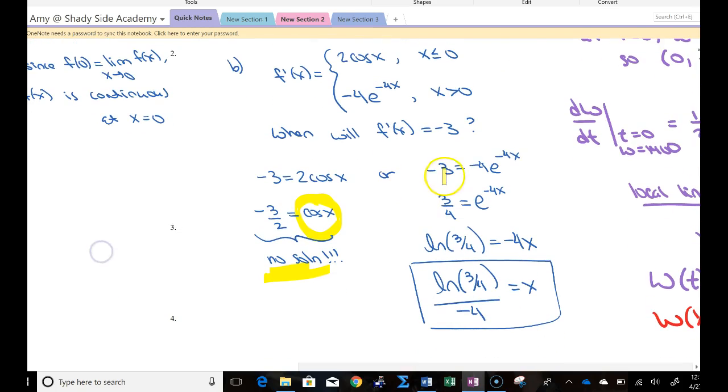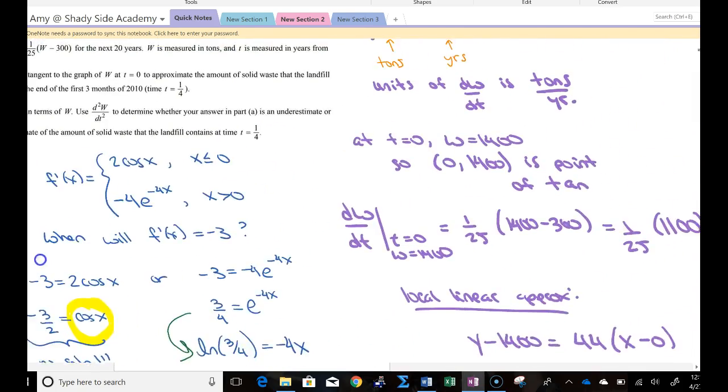On the other hand, -3 equals -4e to the -4x. Divide by -4. Oh, look at this. You have to rewrite the exponential equation logarithmically: ln of 3/4 equals -4x. Divide by -4. Natural log of 3/4, all divided by -4. Nicely done. Purple.